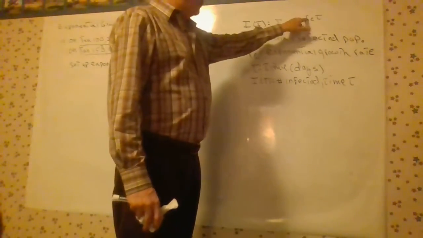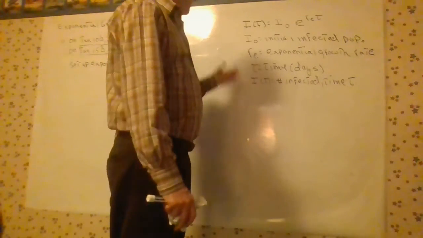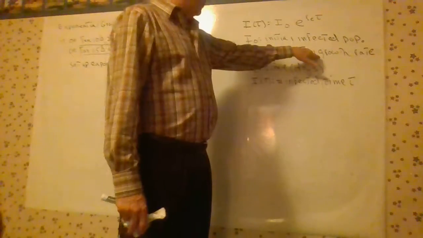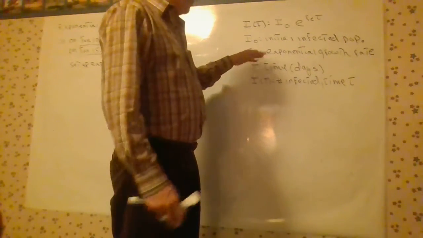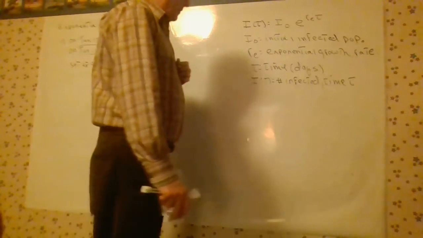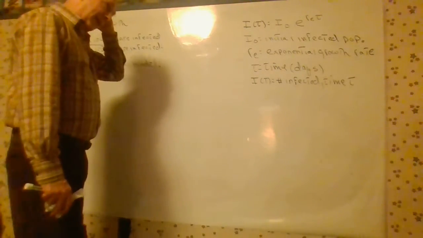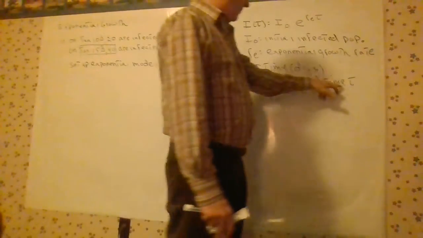Exponential growth. Our exponential growth model is I of t equals I0 e to the RE times t. I0 is the initial infected population, and RE is the exponential growth rate. The E is a subscript, stands for exponential. T is time. This could be any time unit, but days is usually appropriate with the spread of a virus. And I of t is the number infected at time t.